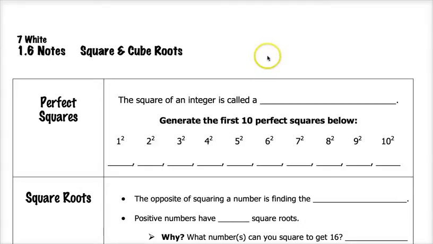Hey there guys. In this lesson we're going to talk about square and cube roots, and we're going to start out by talking about this term perfect squares. So anytime you square an integer you get what is called a perfect square.